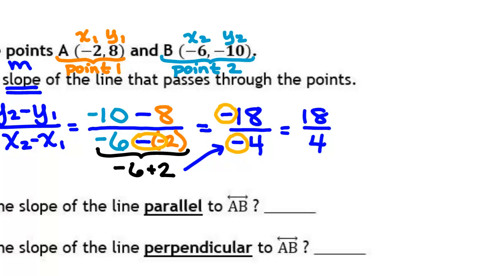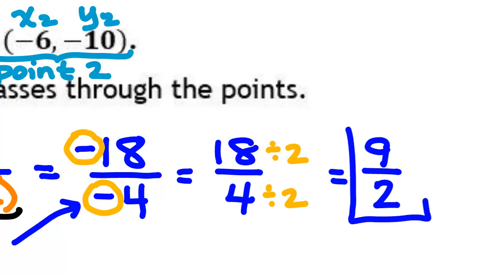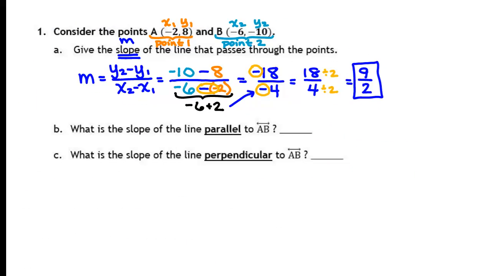If I take 18 and divide it by 4, will I get a whole number? No. So I have to try to reduce this down. Can you think of anything that will go into both 18 and 4? 2. 2 goes into both 18 and 4. What is 18 divided by 2? 9. What is 4 divided by 2? 2. So 9 over 2 is the slope of the line between those 2 points.